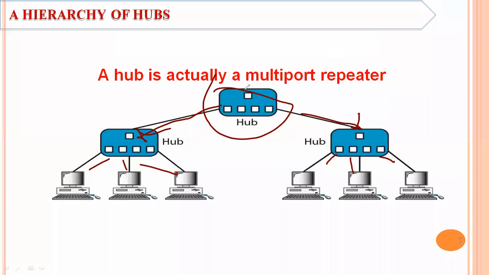So first of all, the data will be traveled from the number of ports connected to the hub, and towards the multiple hubs. This data will be traveled, and from this hub or these hubs, data will be traveled to the systems. Clear?